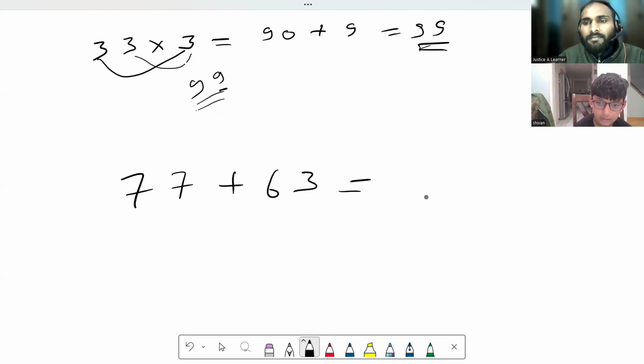No? What is it? 140? 140. Great. Can you tell me your perspective? How did you solve this?